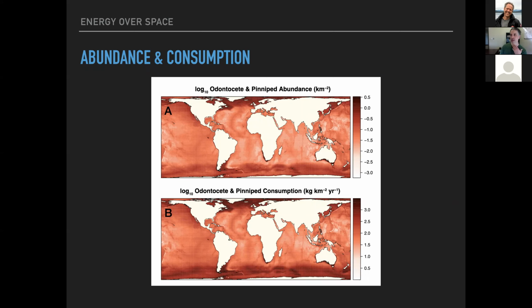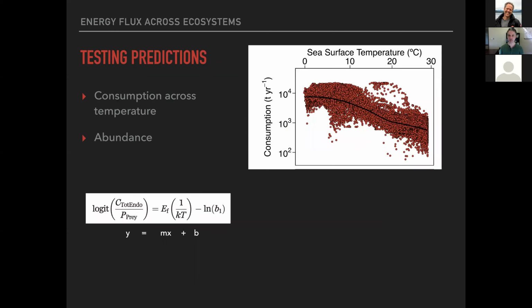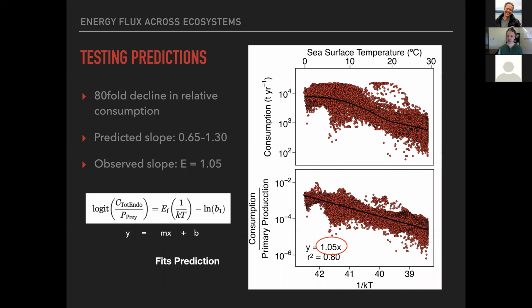And so we have the data on Odontoceti, those are toothed whales, the small toothed whales, and pinniped abundance. As you see, there's also this clear latitudinal gradient. It's not just richness, whether you're looking at abundance or consumption. If we plot this against temperature, it's a little curvilinear, but that partly reflects variation in food supply. So we can divide through by primary production as a proxy for prey production. I also looked at zooplankton production, some modeling estimates of that, and got similar results.